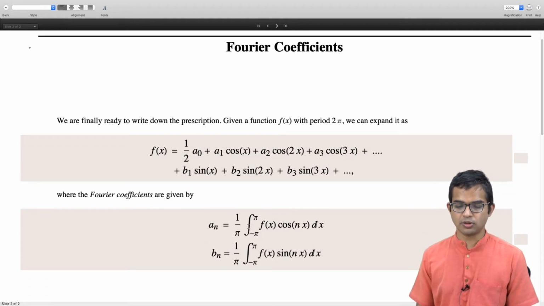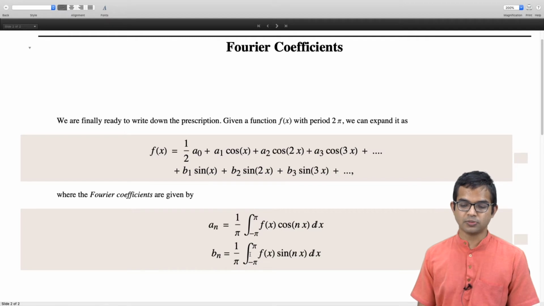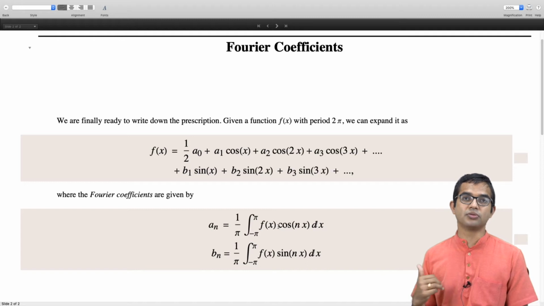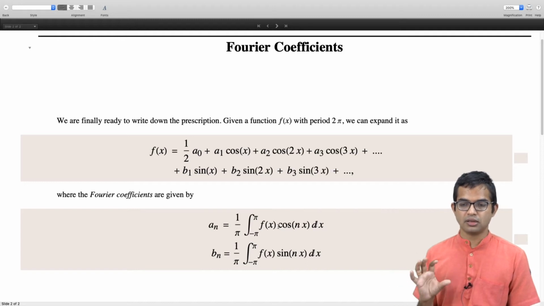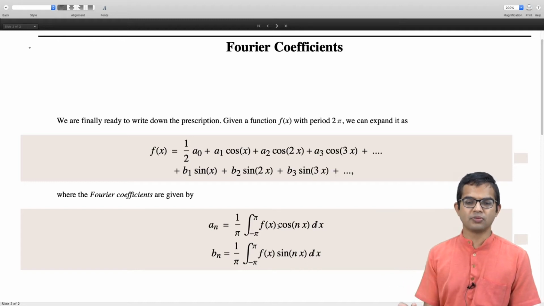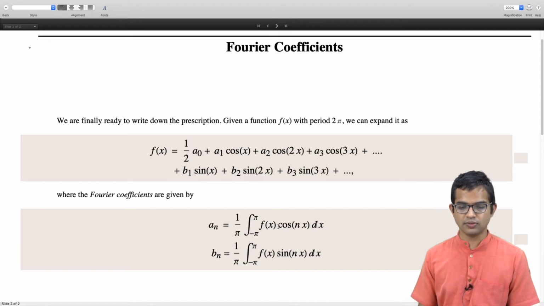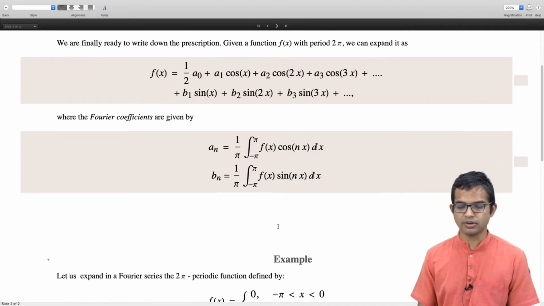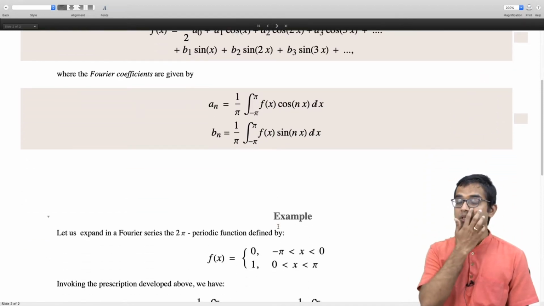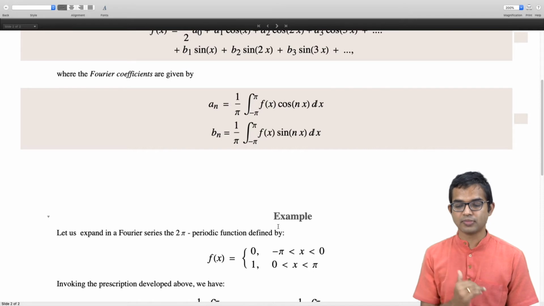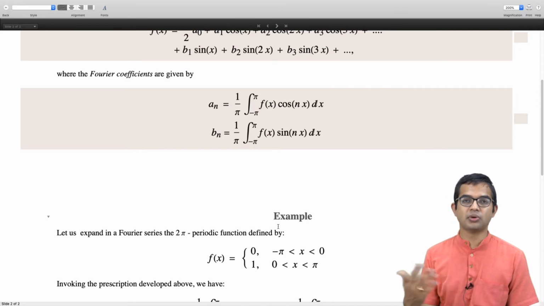So the prescription is simply given by this. You have to do 1 over pi integral minus pi to pi f of x times cosine of nx dx for a_n, and b_n is 1 over pi integral minus pi to pi f of x sine of nx dx. So this is the prescription. If you are interested in just the operational aspect of it, this is what you will have to keep in your head. You're given some function f of x like in the following example. Suppose you're given this function f of x which is 0 from minus pi to 0, and it's 1 from 0 to pi, and it repeats.